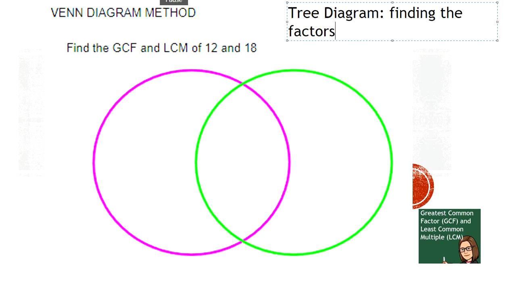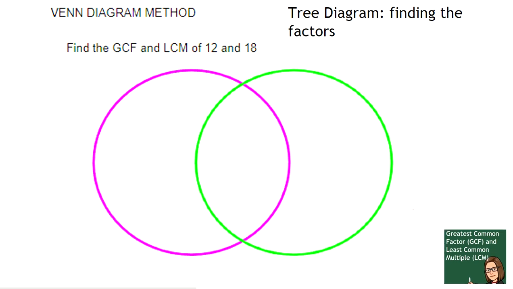So the first thing I need to do is write down the number. So I'm going to write 12 over here. Now, I'm going to use my divisibility rules that I just learned. I look at it. Well, 12, that's an even number. Well, if it's even, it's divisible by 2. So you're going to go 2, and I know that 12 is 2 times 6. Now, I look at 6. Well, I know that 6 is 2 times 3. So now this is my tree diagram or my factor tree.